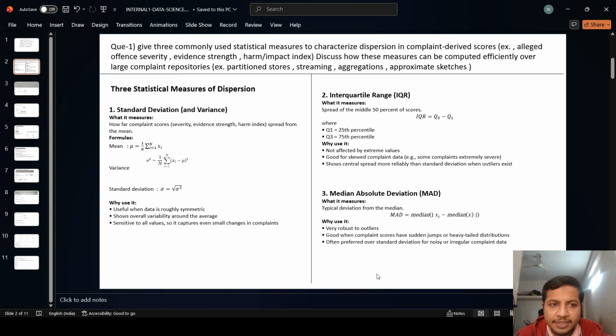Number three measure is median absolute deviation, also represented as MAD. What it measures: typically, the deviation from the median. MAD is equal to median of |x i minus median of x|. Why we use it? Number one, very robust to outliers. Good when complaint scores have sudden jumps or heavy tail distributions, often preferred over standard deviation for noisy or irregular complaint data.